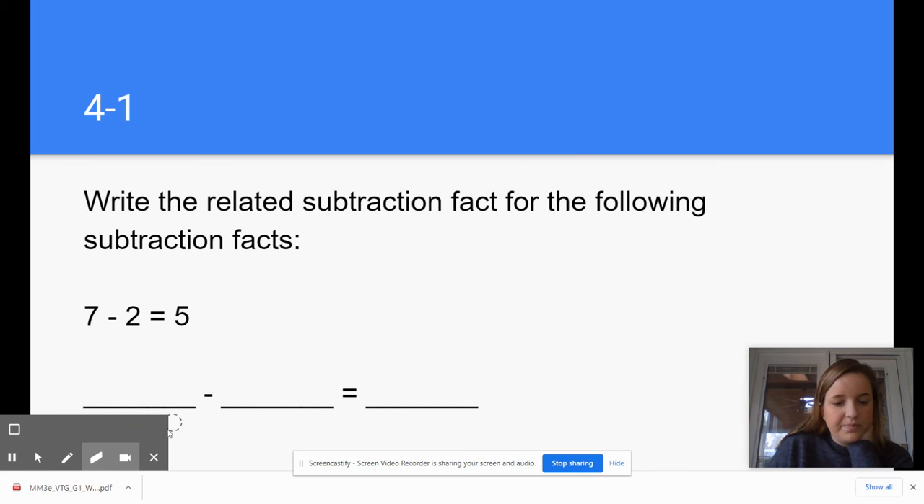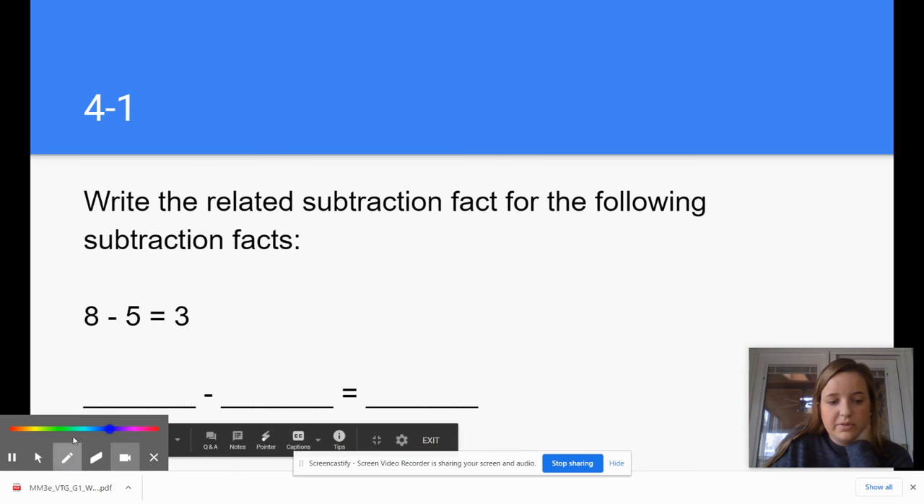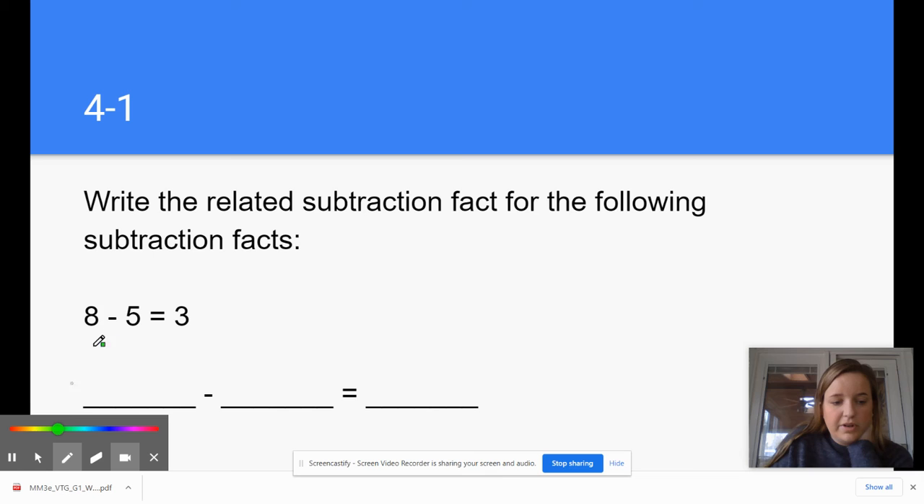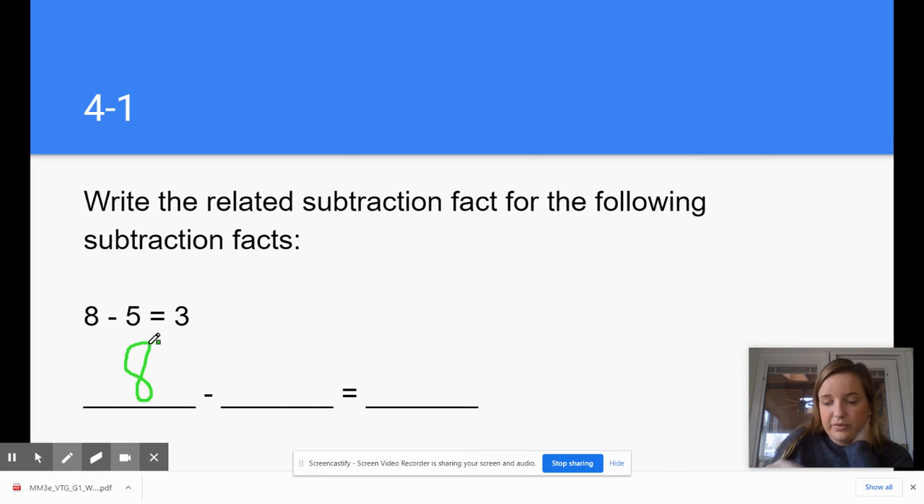Let's try another one. Again, these are called related subtraction facts. They're like a little family. If we just move around the numbers but don't change the numbers, it helps us learn our facts. So here we have 8 minus 5 equals 3. Let's use green. Remember, the first number always stays the first number. 8 is bigger than 5, 8 is bigger than 3. That big number stays. And then the next two numbers, flip-flop. They trade places. 3 is at the back, so now 3 goes to the middle, and 5 goes to the back. 8 minus 5 equals 3.